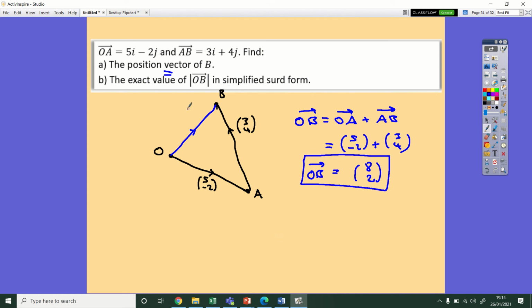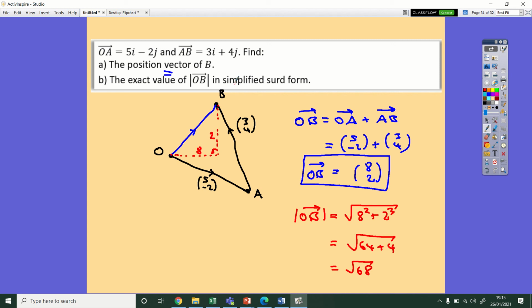Okay, brilliant. Part B, the exact value of the modulus of OB in simplified surd form. Well, that's just the length of this vector here. And given that our vector is 8, 2, we then know that we've got the components of 8 and 2 like this, even though it's not to scale. And we can use Pythagoras to get its magnitude. That's going to be given by this. That's the square root of the sum of the squares of these bits. 8 squared plus 2 squared. Now what's this? This is 64 and 4. That's root 68.